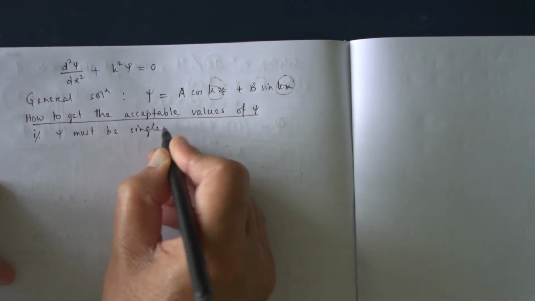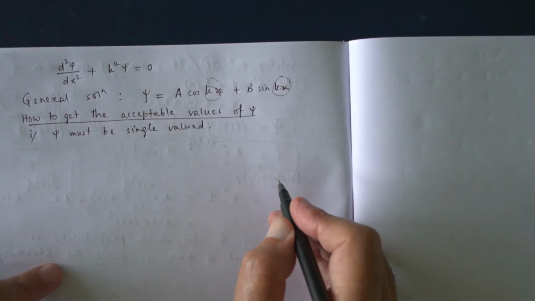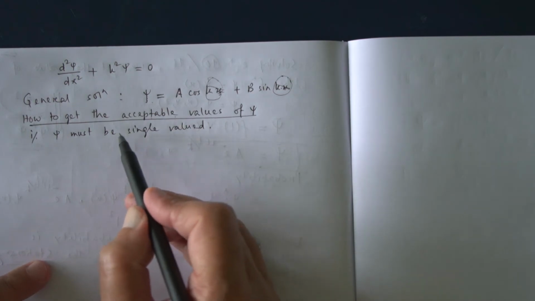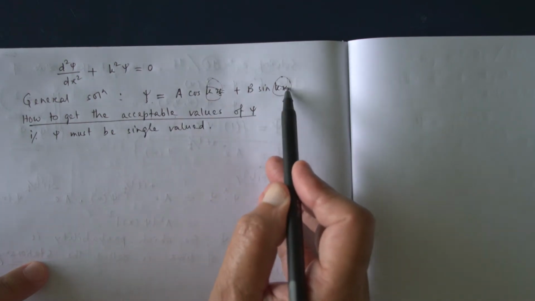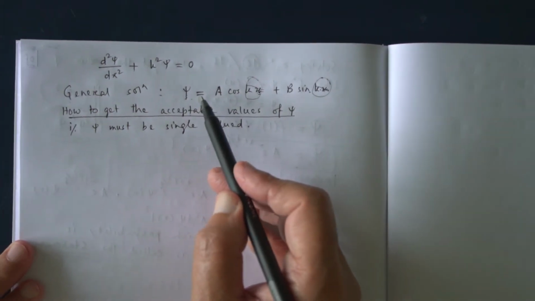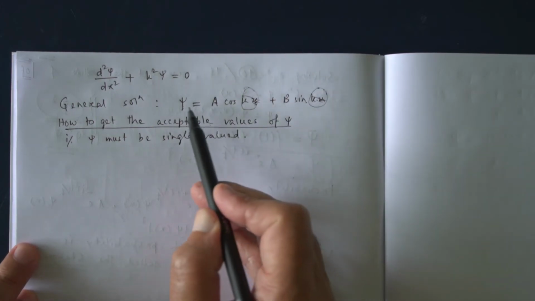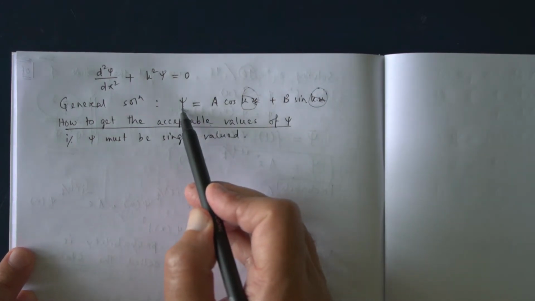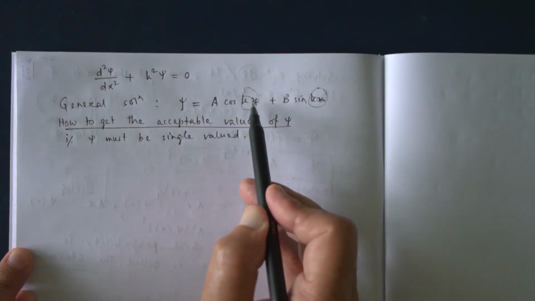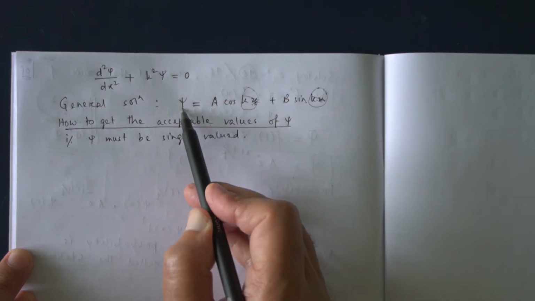Psi must be single valued. That means for a particular value of x, we must have only one value of psi. If we get, for a particular value of x, more than one value of psi, then it will not be single valued.